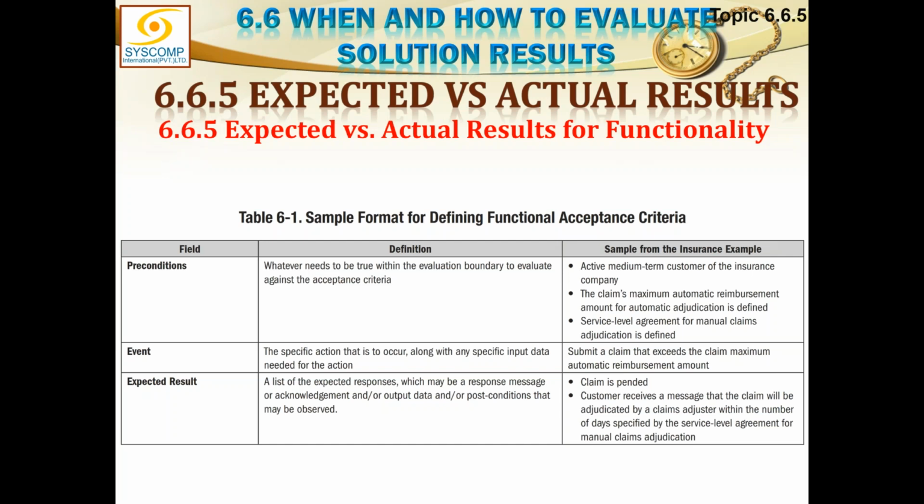And what is the result expected out of it? Claim is pended. Our customer receives a message that the claim will be adjudicated by a claims adjuster within the number of days specified by the service level agreement for manual claims adjudication. So you see, this small little table has given us acceptance criteria, a functional acceptance criteria. We can create this kind of table and we can define the acceptance criteria for various user stories.